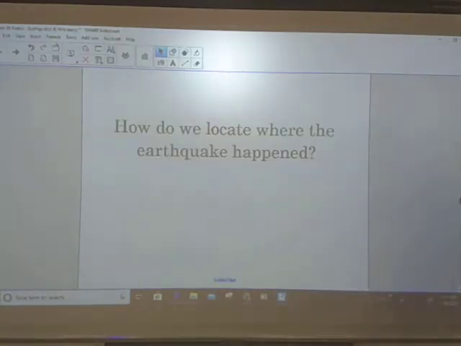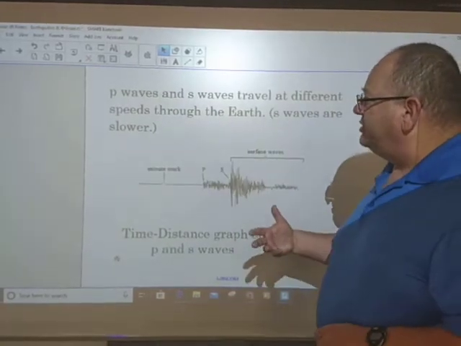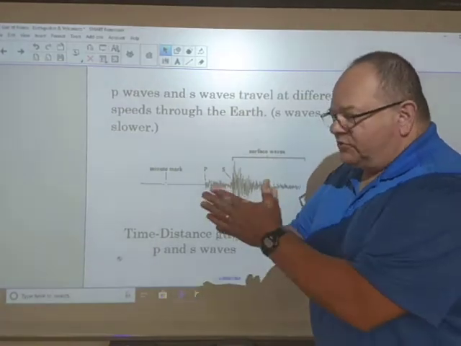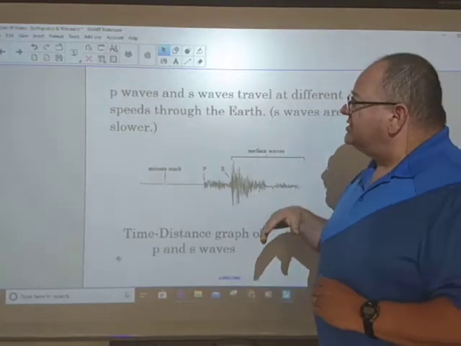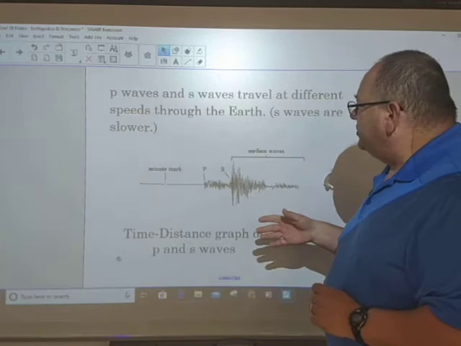So let's look at how we locate this earthquake. So here's what we've already talked about. We have seismic waves get released when an earthquake happens, when there's that slip in the ground, and it sends out P waves and it sends out S waves, and the P waves travel a little bit faster, the S waves are a little slower.